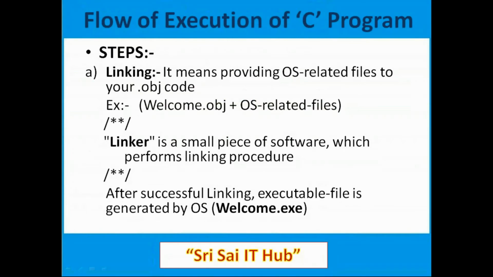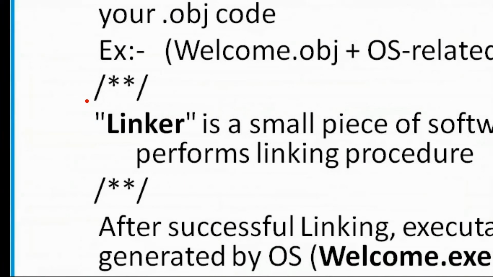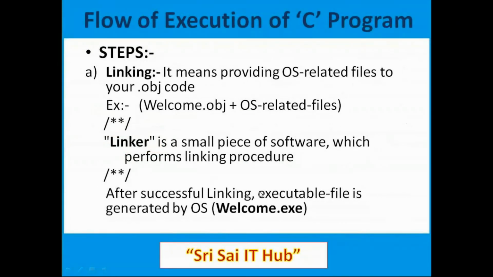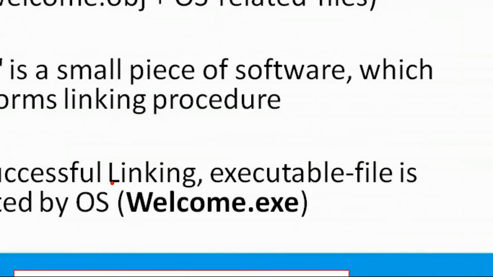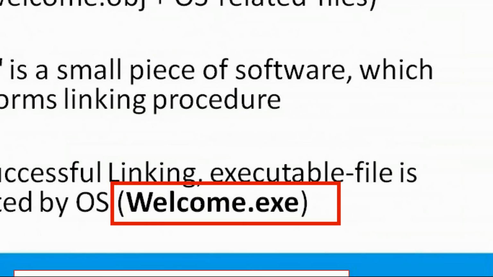Now who will do this linking? Linking is done by a small piece of software known as the linker, or C language linker. Like the C compiler, we have a C linker. After successful linking, we get the exe file. In Dev C++, as soon as you compile this file, you get the exe file. Whereas in old compilers like Turbo C, you get the object code, and when you run, this object code is converted to an exe file.